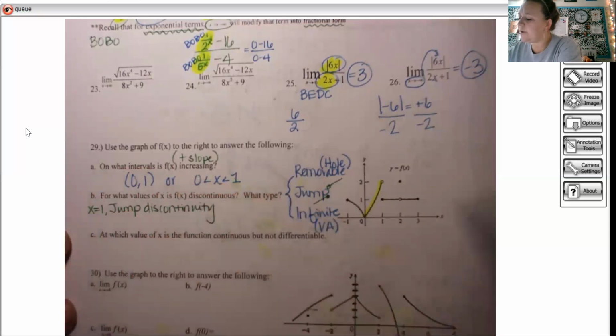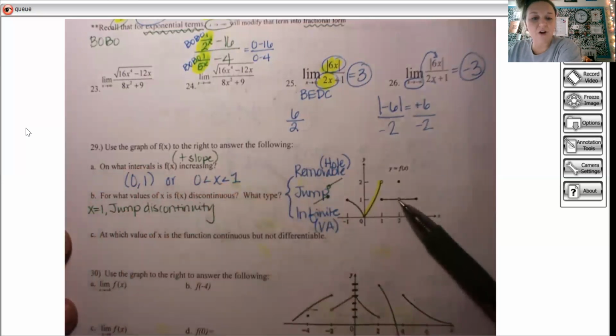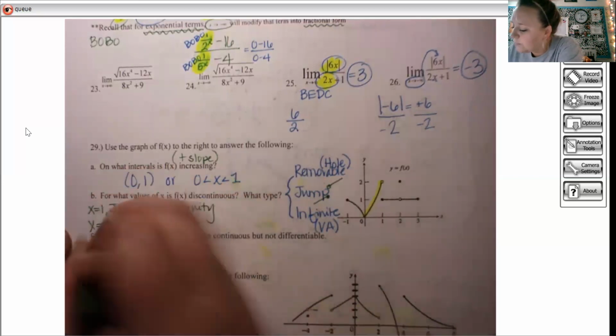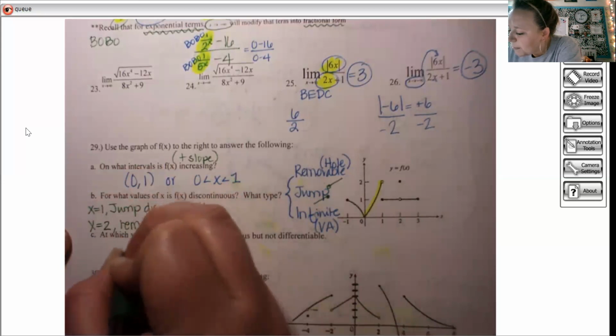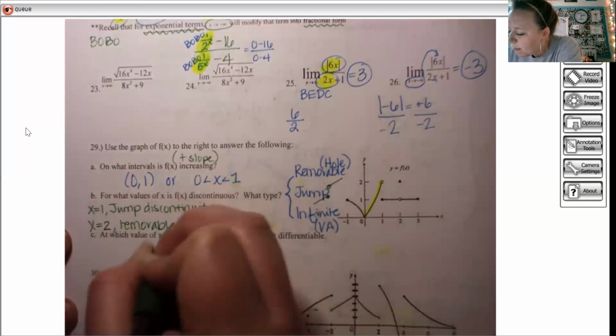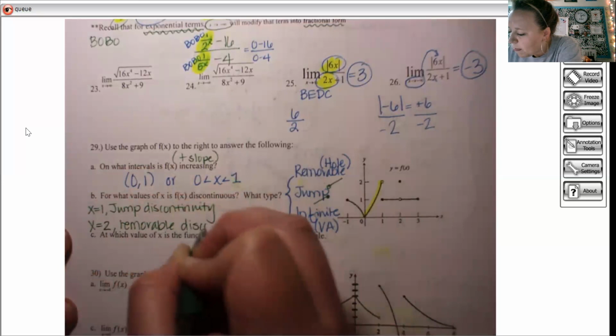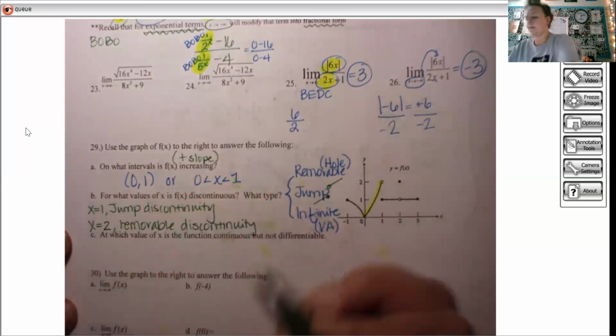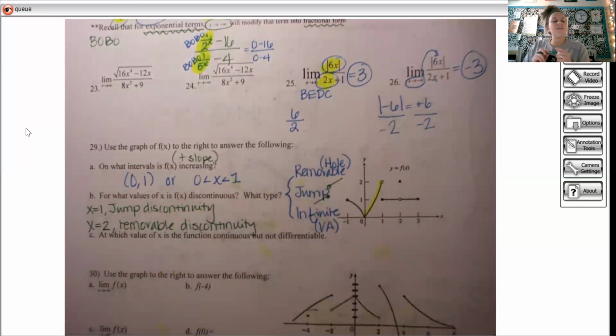Okay, and then also at 2, that's called a removable discontinuity because it's a hole. Then the last question says, where is f continuous but not differentiable? So let's review just briefly the difference here.